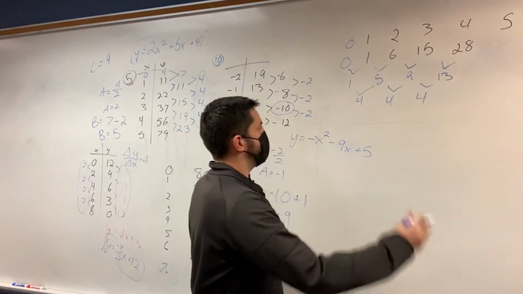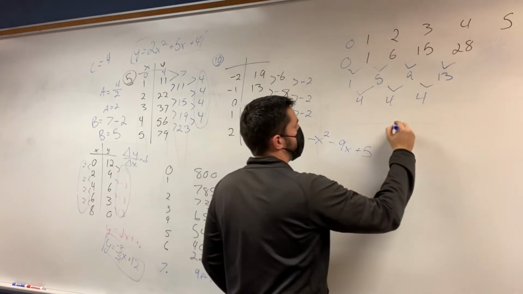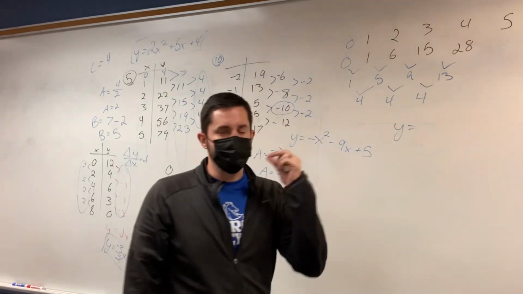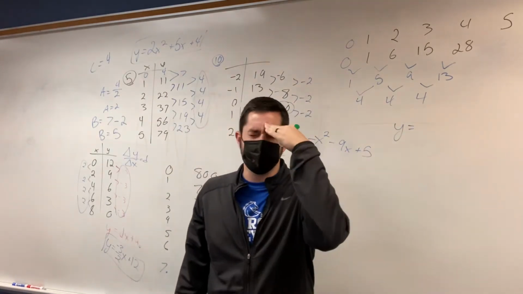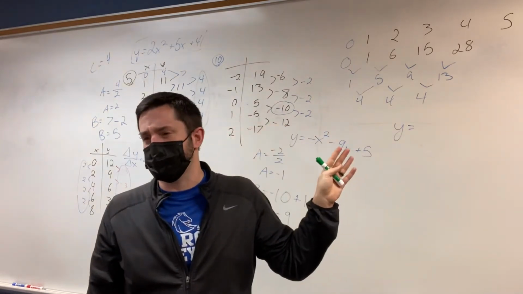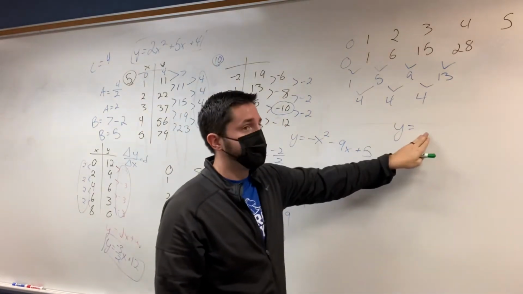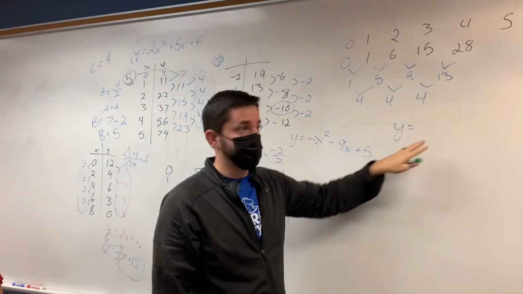Anyway, so I got y equals. Okay. It's going to be ax squared plus bx plus c. I already know how to find ABC. I'm just going to write them in there and do it all at the same time. So a is half of the second difference. So it's a is.